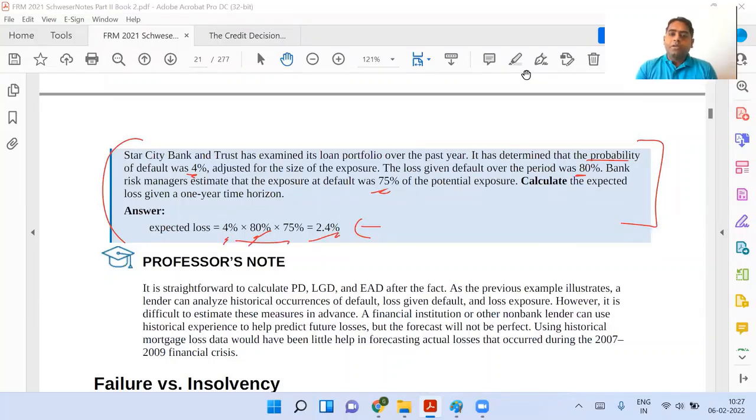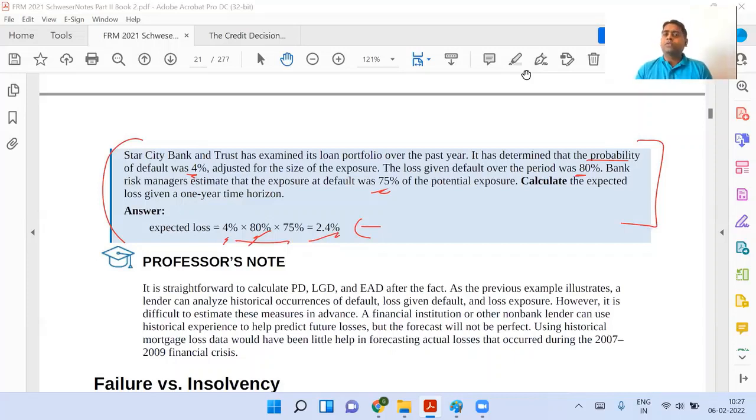Nataraj sir, answering your query: in the question, instead of giving the loss given default, they could give a recovery rate separately. You then have to calculate the loss given default and move towards the expected loss.